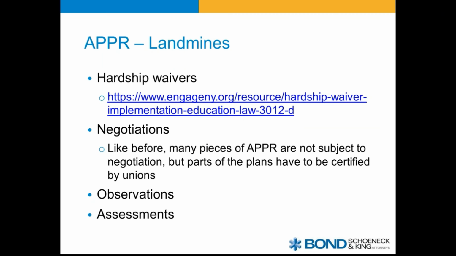In observations, one of the landmines, I think we've already discussed this, is that we need to make sure that all of the observable elements in the rubric are covered. We should be proposing and trying to negotiate the ability to have additional observations in order to make sure we're covering all portions of the rubric and getting a good indication of teacher performance.